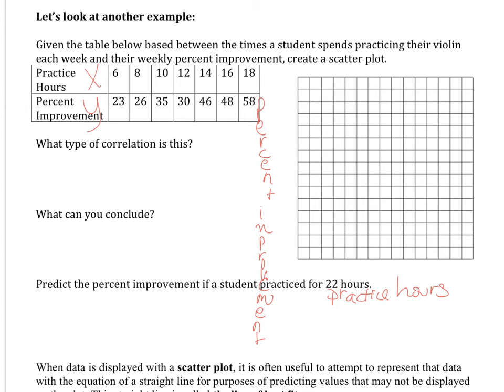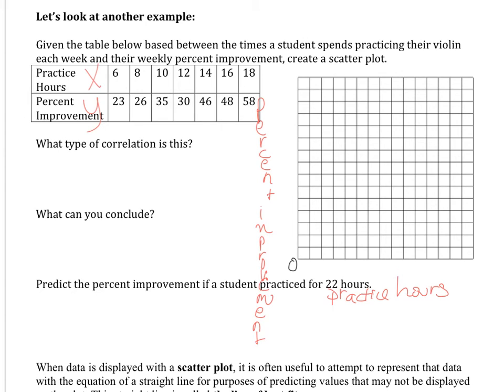Alright, so I now have to start labeling my axes. There's no right or wrong answer. I obviously start at 0. So if I look at my x values, my lowest value is 6. My highest value is 18. So since they're all even numbers, I'm going to count by evens.